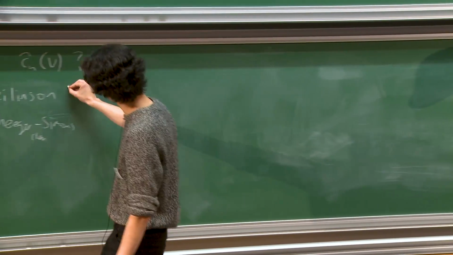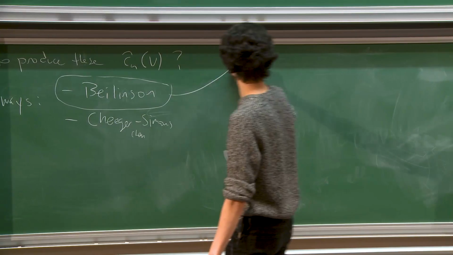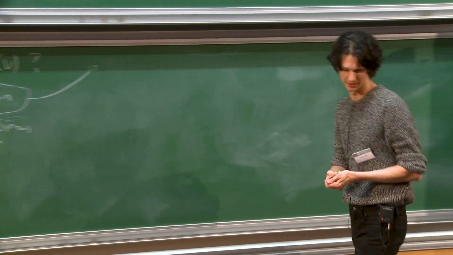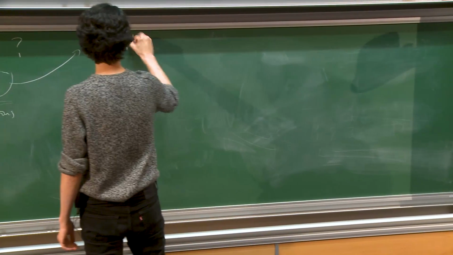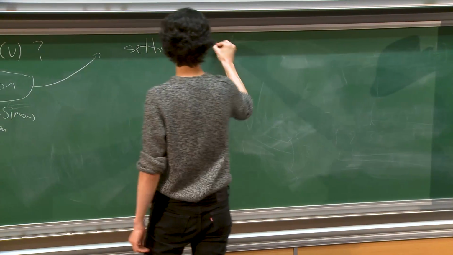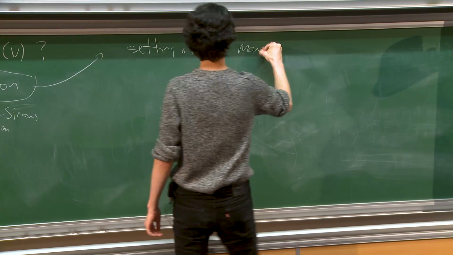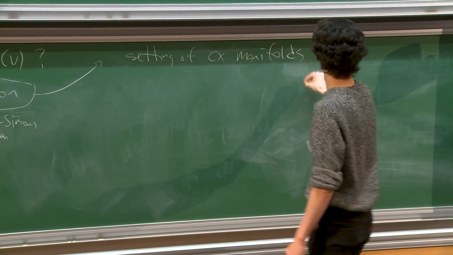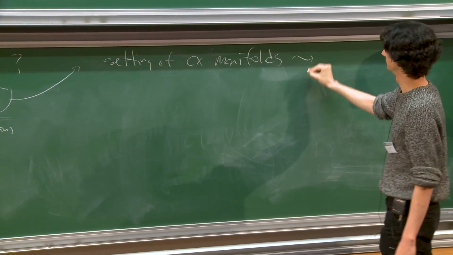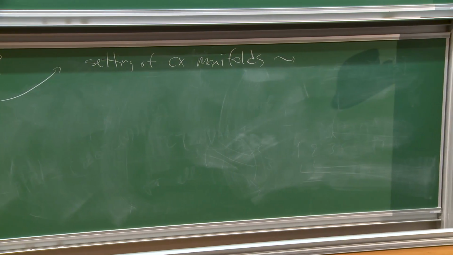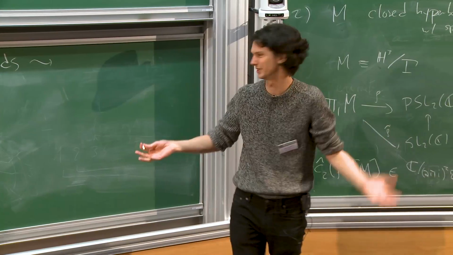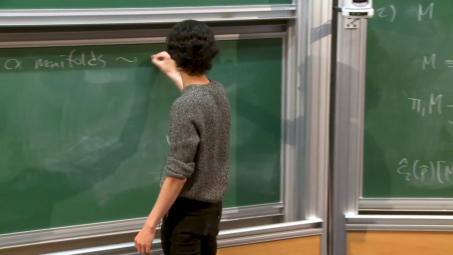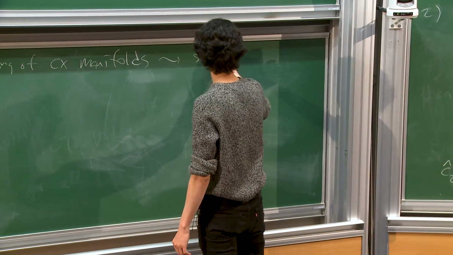So I'll start with the method of Beilinson, which I find quite interesting. It actually works in the setting of complex manifolds. But then how will you know something about a local system, a complex local system on an arbitrary space and not just on a complex manifold? Well, you can actually generalize this to stacks.